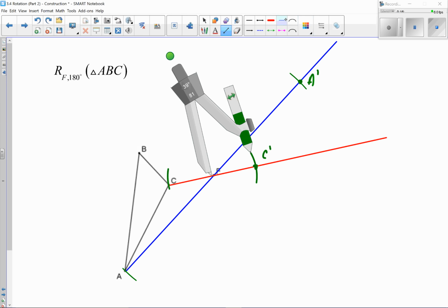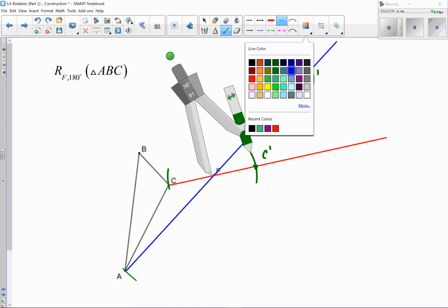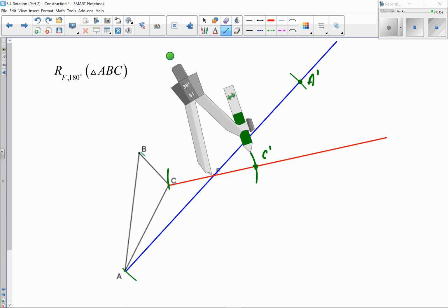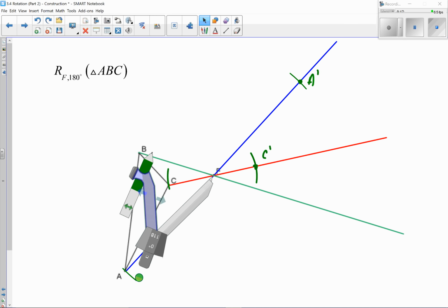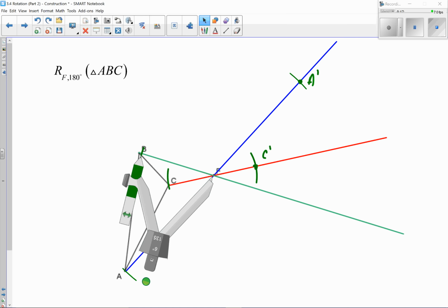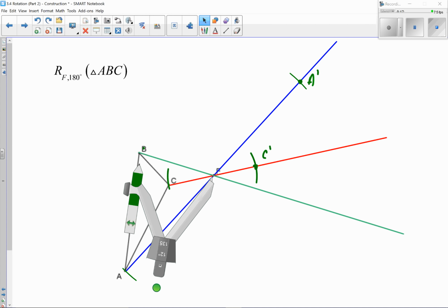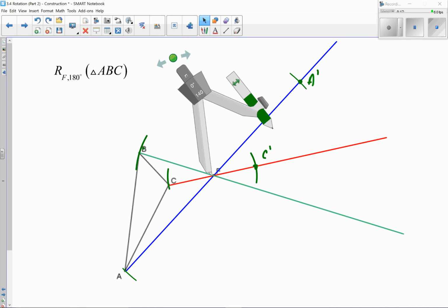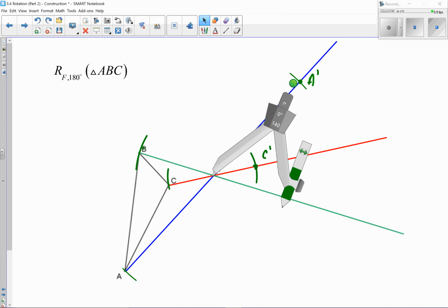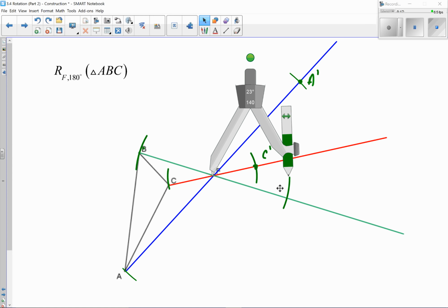And last but not least, let's repeat that process one more time. We can do green, that's fine. We'll go through F over here. I'll just make this more accurate. There we go. Again, measuring from F to B. Oops, that's not big enough. That's better. So that shows me that measurement from F to B, and that's going to intersect over here. And that gives me B prime right here.